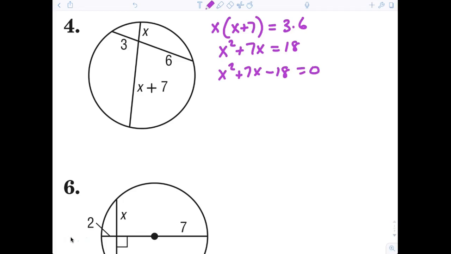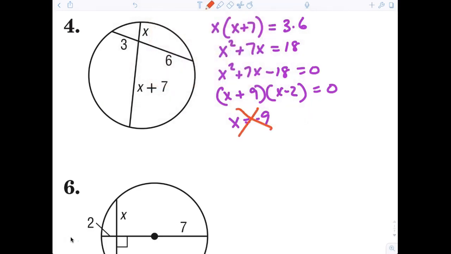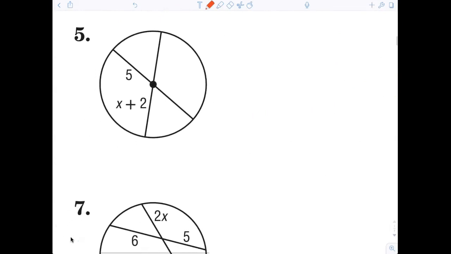Now you can factor that to what? Because it's quadratic. X plus what? 9 and x minus 2. So can x be negative 9? No, that is called an extraneous solution. So x is equal to 2. All right? Any issues? All right, so let's see how hard 5 is.